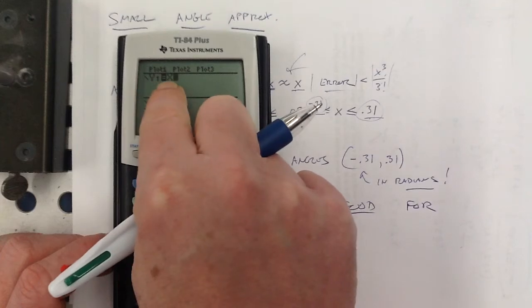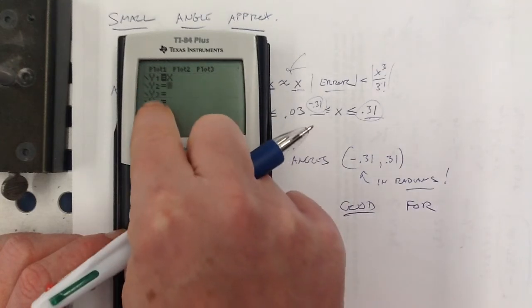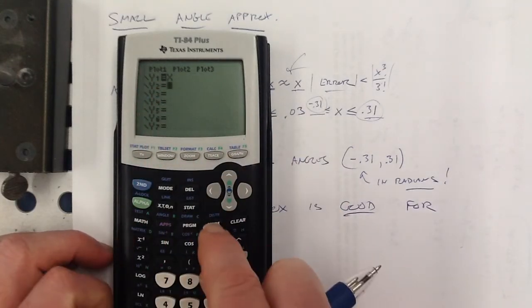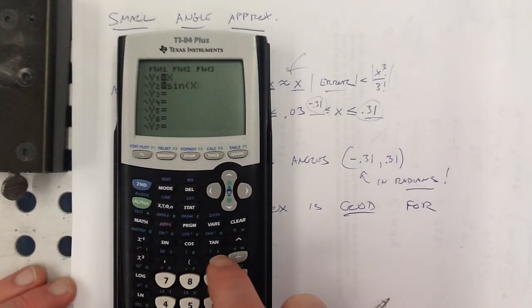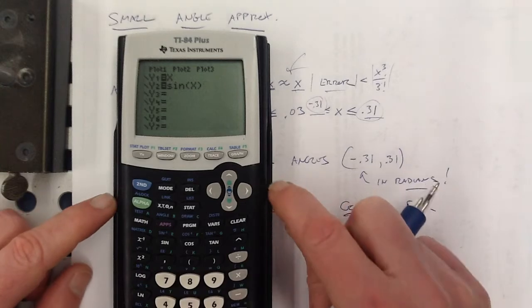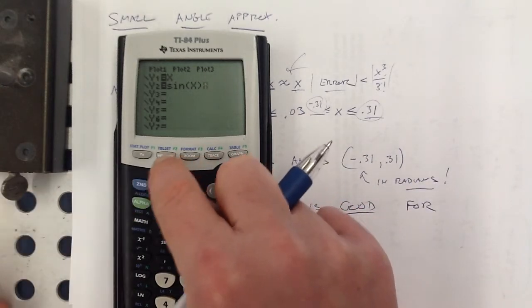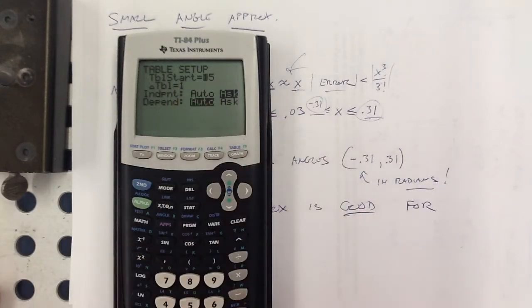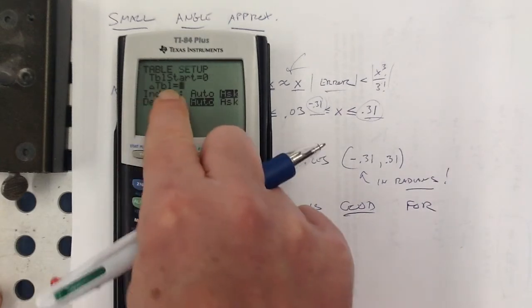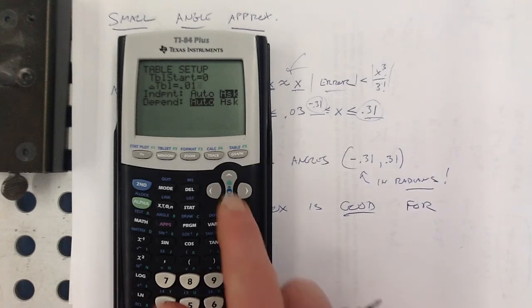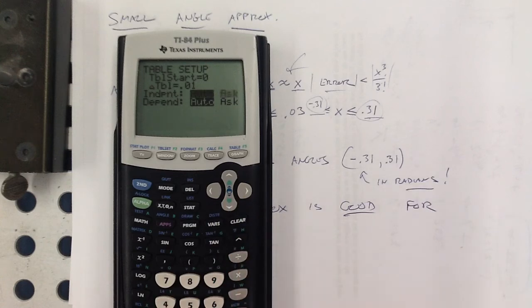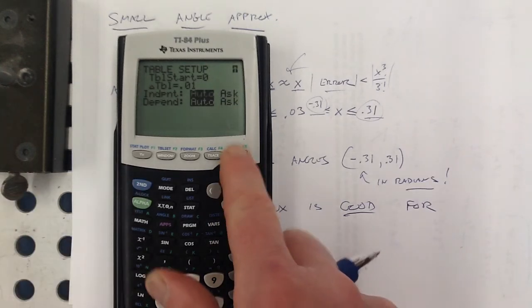So let's let y1 just equal x, and let's let y2 equal the sine of x. And I'd like to look at the values for those things side by side in the table. So I'm going to go to table set, and I want my table to start at 0, and I want it to go up delta table by, let's say, 0.01. And I want it to go ahead and generate that table automatically. So let's look at it.